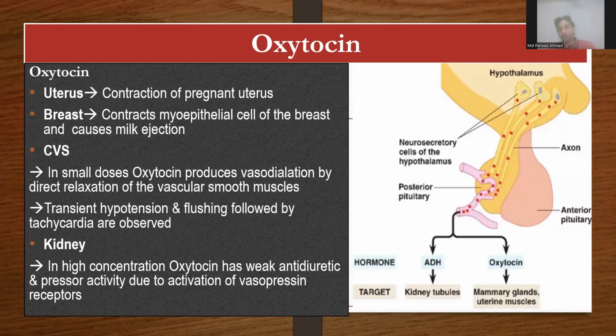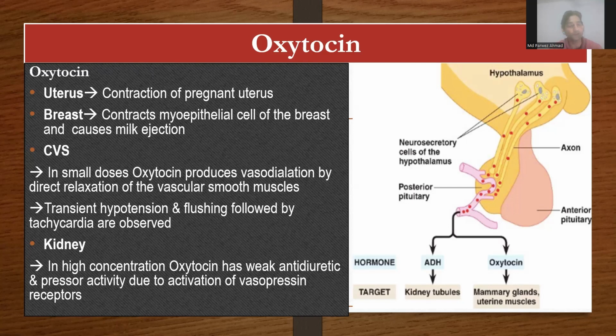Now the individual drug we are going to discuss, oxytocin. See here the effect of oxytocin on the different organs. First one is the uterus. We know that it contracts the pregnant uterus. On the breast, it contracts the myoepithelial cells, resulting in the ejection of milk.